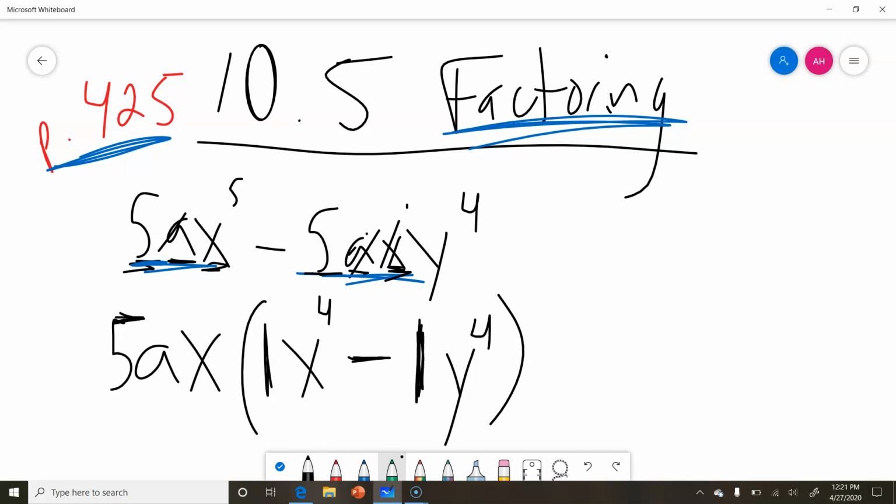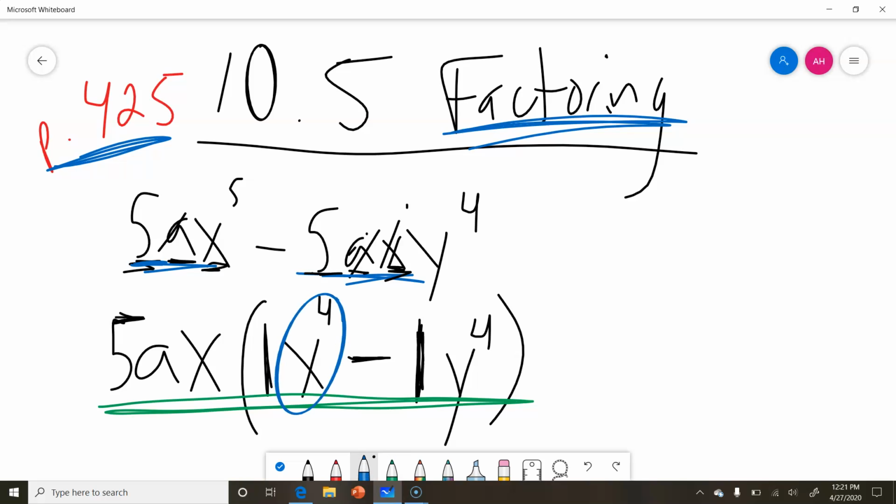Now, that's fun, right? You guys know how to do that. You did that in the homework lesson. 5ax times x to the fourth minus y to the fourth. Except we're not done yet, because this right here, x to the fourth and y to the fourth with a minus sign in the middle, is a difference of squares, which we've just done in our other homework.